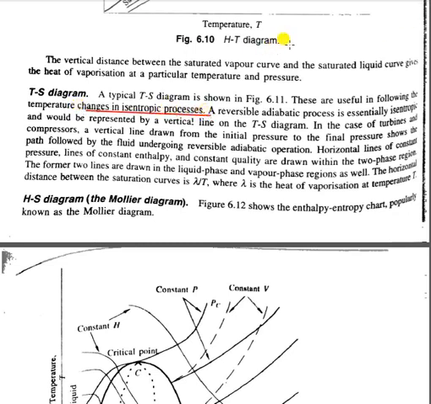So in the isentropic process there is no heat and mass transfer. Okay, no heat and mass transfer, but the reaction is carried out. But in these processes there is a temperature change. Okay, so a reversible adiabatic process is essentially isentropic, and it would be represented by a vertical line on the temperature entropy diagram. So once again I repeat this. For an adiabatic process, that means heat and mass are not transferred, but the process is carried out reversibly.